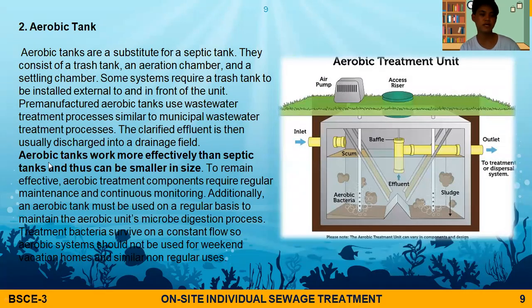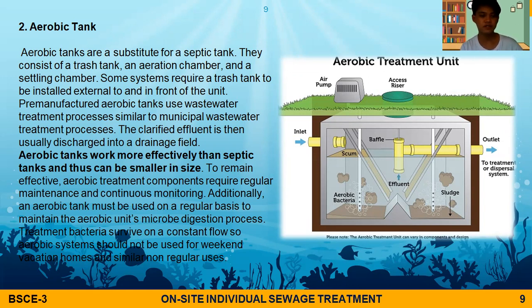Second is the aerobic tank. Aerobic tanks are a substitute for a septic tank. They consist of a trash tank, an aerobic chamber, and a settling chamber. Some systems require a trash tank to be installed external to, in front of, the unit.